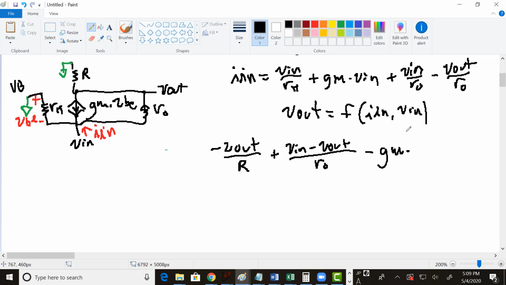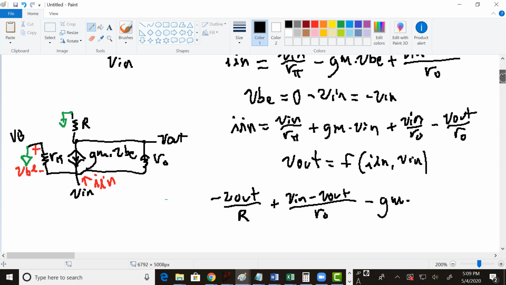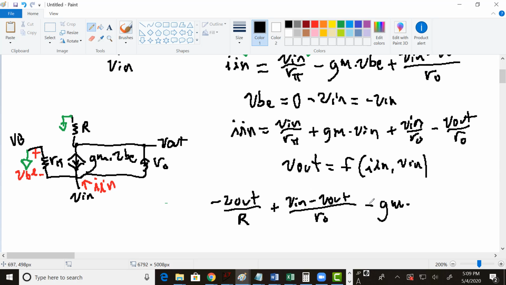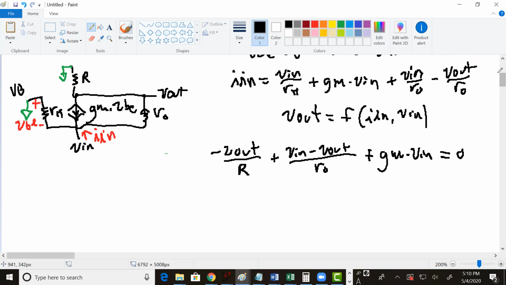But we figured out that VBE equals negative Vn, so I can just change that to that. So now we have the current through R, and the current through RO, plus the current in the opposite direction through the current dependent current source, that all should sum to 0. And let's check this equation out.